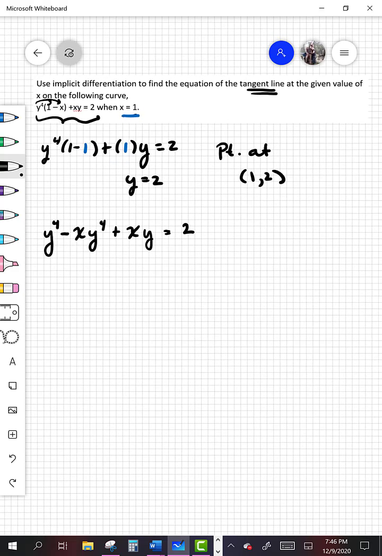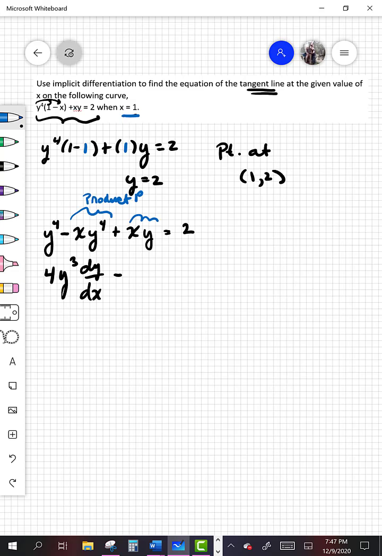So using implicit differentiation, taking the derivative of y to the 4th, well, y is a function in terms of x, so we have to use a chain rule. So bringing our power down front, we have 4y cubed times the derivative of the inside, so we're going to write it as dy/dx. Minus, so here we're going to need to use the product rule, both pieces.